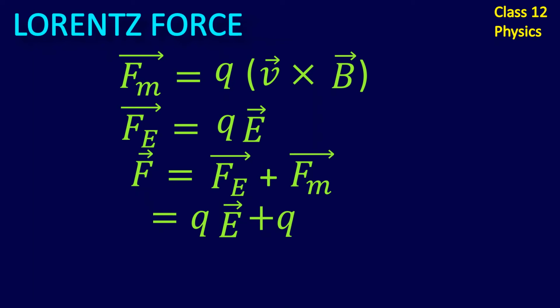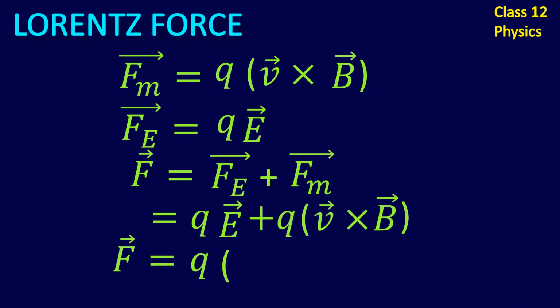Substituting these values in this equation, we get this one. Taking Q as common, we get Q into E vector plus V vector cross B vector. This is the total force on the charge when it is moving in the presence of a magnetic field.